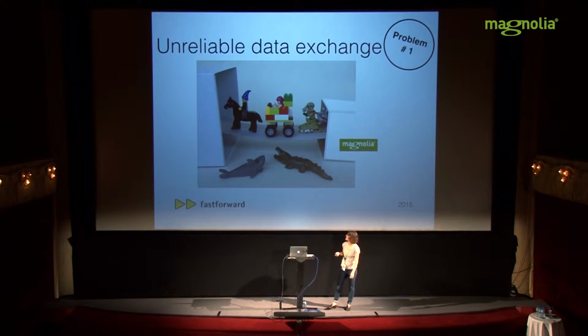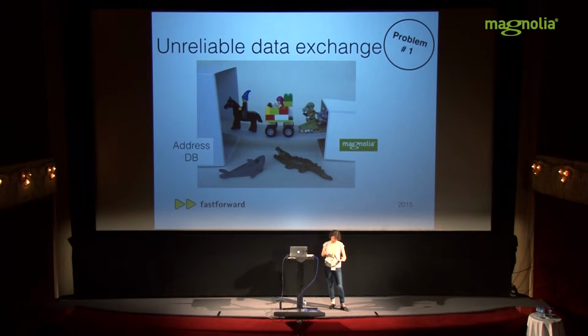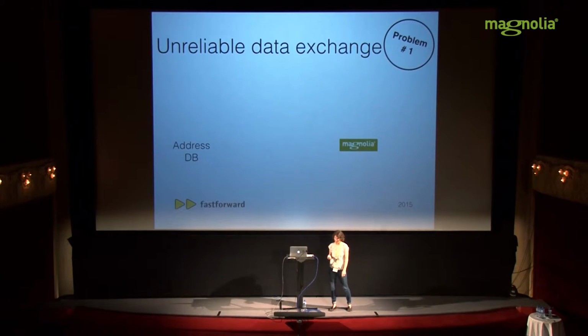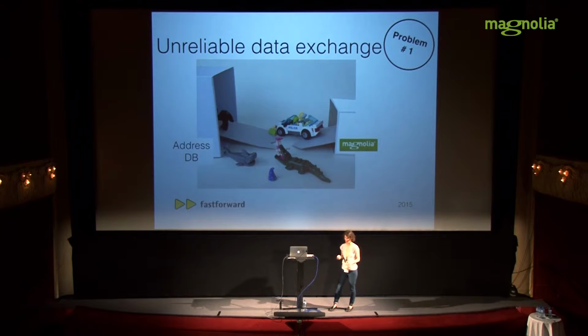unreliable data exchange. So on one side, we have Magnolia. On the other side, we used to have the address database. And in between, we have a relatively old-fashioned web service that might just go away. And we're left to help our client pick out the bits and pieces of the relatively valuable orders in our logs.